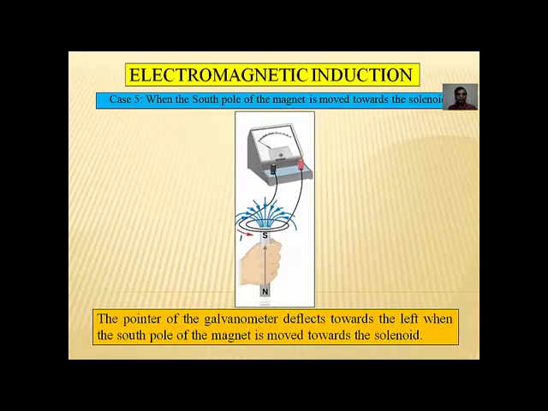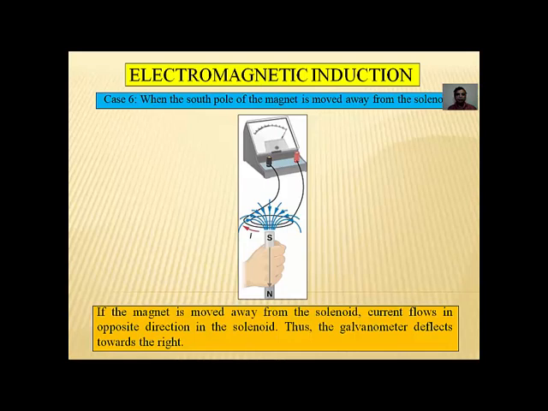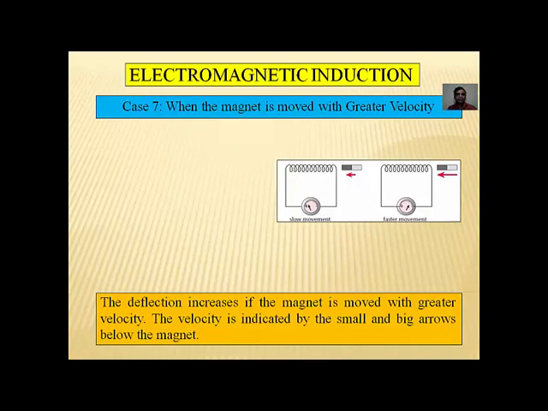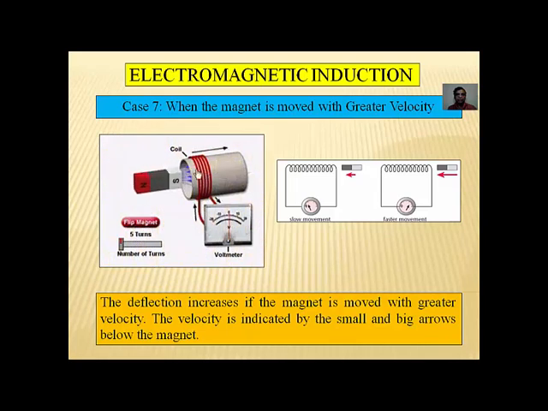The pointer of the galvanometer deflects towards the left when the south pole of the magnet is moved towards the solenoid. If the magnet is moved away from the solenoid, current flows in opposite direction in the solenoid. Thus, the galvanometer deflects towards the right. The deflection increases if the magnet is moved with greater velocity. The velocity is indicated by the small and big arrows below the magnet in the figure.